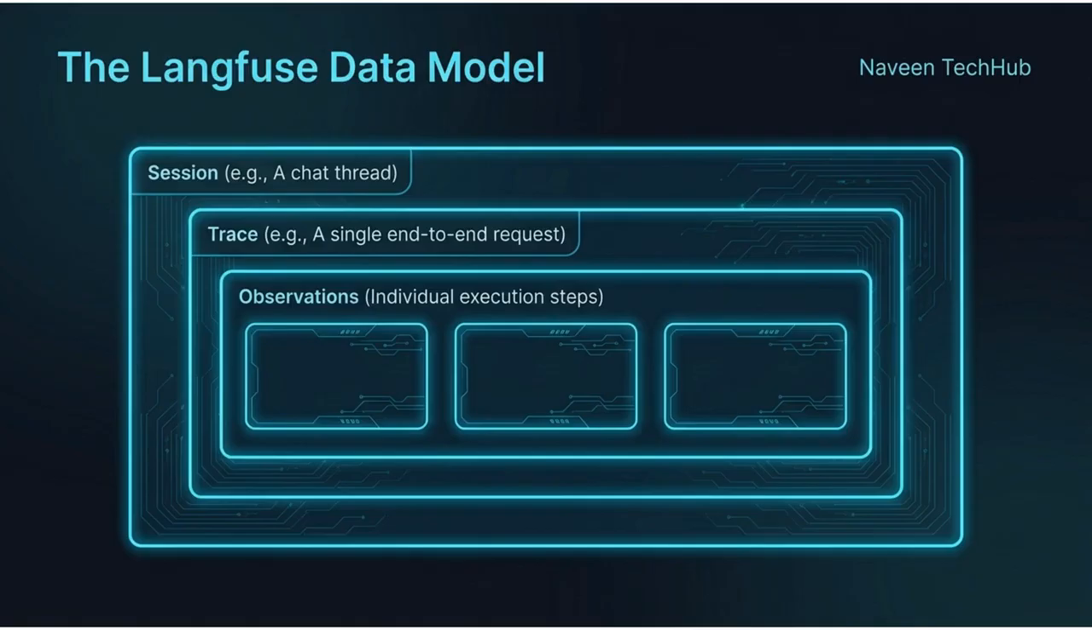Inside that session, we have traces. A trace generally represents one end-to-end request. And inside each trace, we have observations. Observations represent the individual execution steps. So an easy way to remember this is session contains traces. A trace contains observations. For example, in a chatbot, the full conversation may be a session. One user question may become a trace, and retrieval or LLM execution inside that request may become observations.